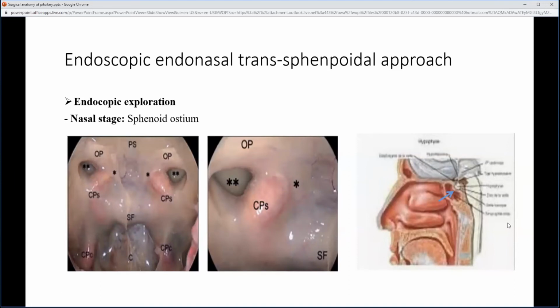Here again, we can see at this level, we are already at the sphenoidal stage. We are already with the endoscope in the sphenoidal sinus. So we can see once more at the level of the left image, the cellar floor. We have the clivus below. We have the prominences of the carotid artery and the planum sella just above. And then knowing that from our initial image, just posterior to the cellar floor, we have the pituitary gland.